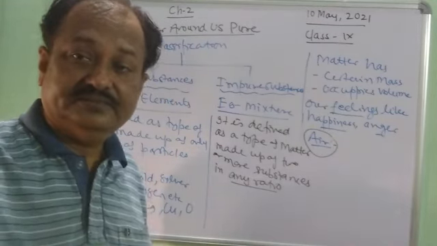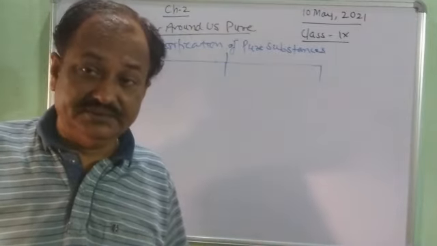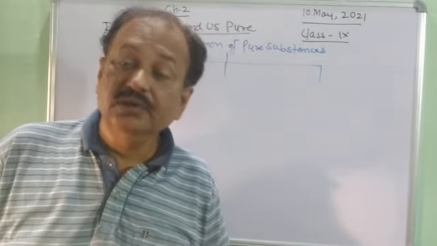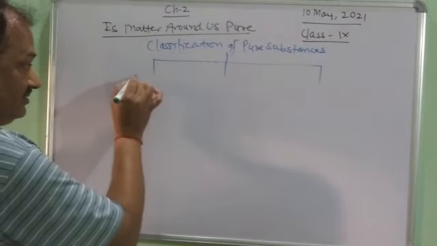Now we will see the classification of pure substances. There are further divisions and subdivisions. So pure substances, children, can be classified into the following types. First is metals.